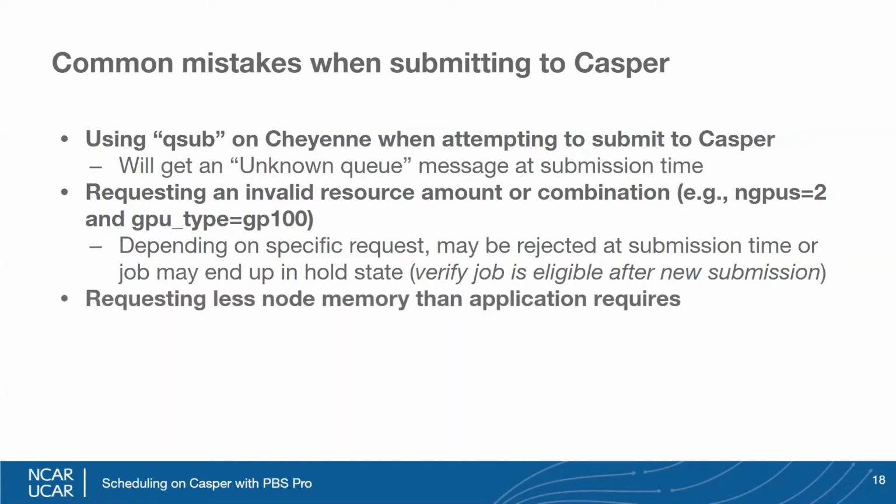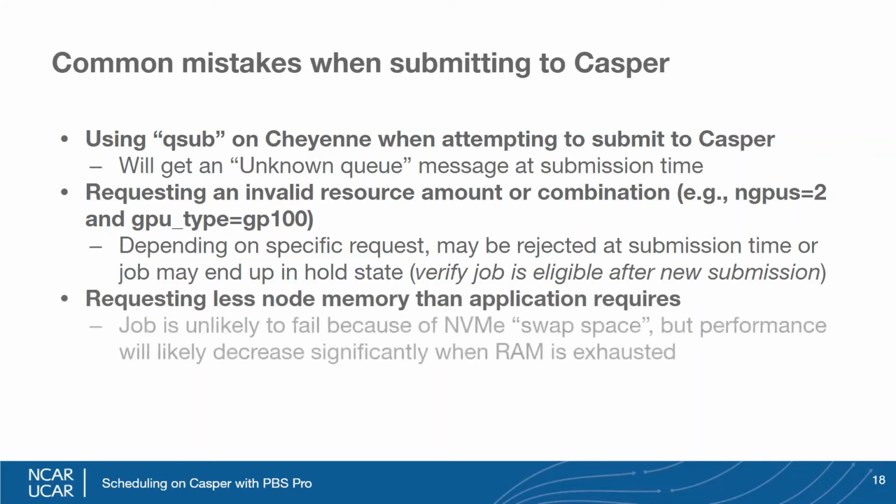Another thing, as I mentioned before, is requesting less node memory than the application requires. In this case, the job is unlikely to fail because of the swap space. The swap space is limited as well, so if you use an exceptional amount of memory, you can still get it to fail. But odds are it won't, though your performance will be significantly decreased because the RAM is exhausted. And that goes to Seth's point that you can restrict your processes to the RAM, but that is kind of outside the scope of the scheduler.